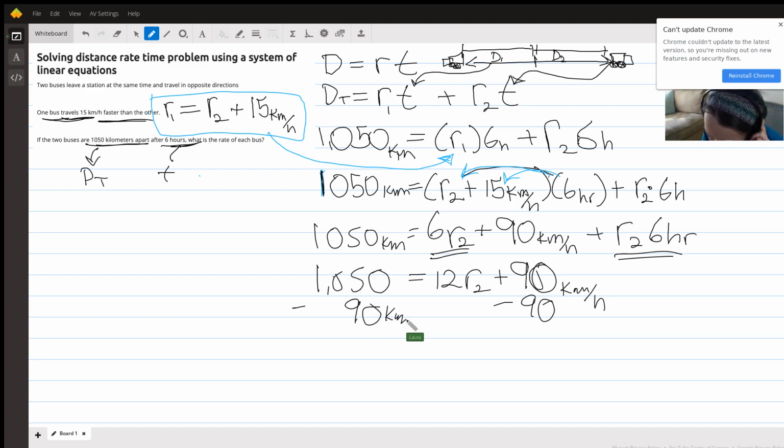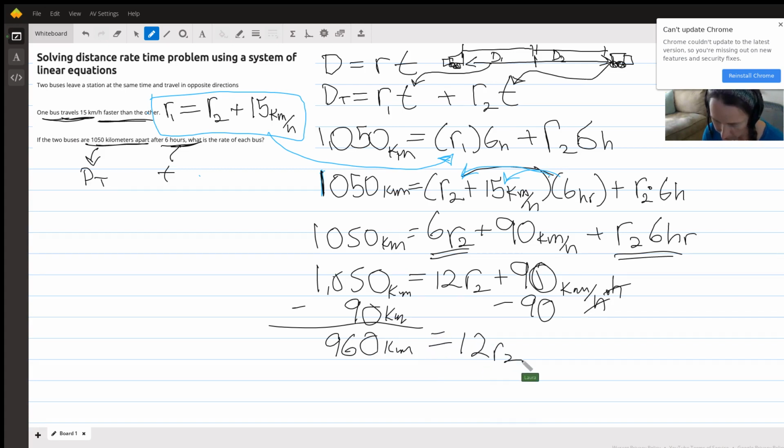Oh, and that's no longer kilometers per hour, is it? Because it was kilometers per hour multiplied by hours. So that's just kilometers now. That's great because that means that our units match and we can actually subtract them. That minus our 90 would give us 960 kilometers. Again, do double check me. And that will be equal to 12 times our second rate.